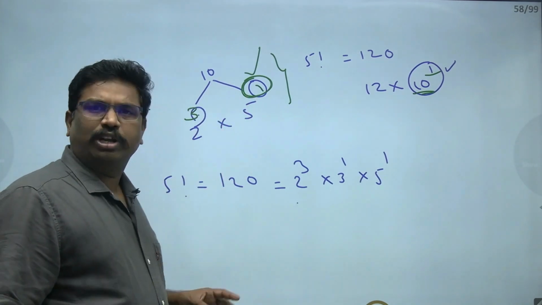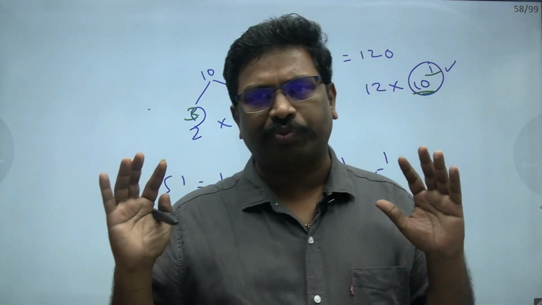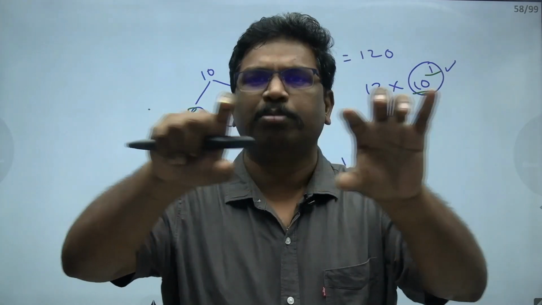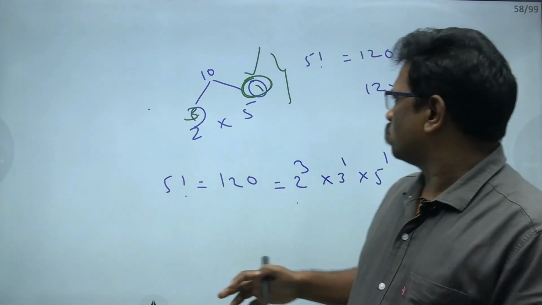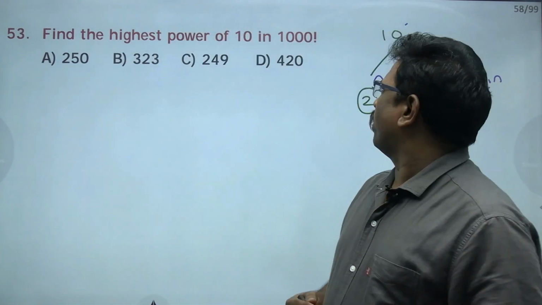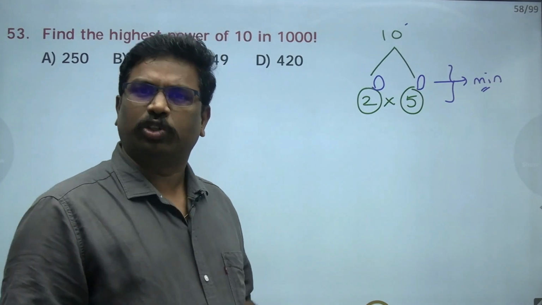Now onwards, whenever they ask the question, what is the highest power of 10, అన్నప్పుడు ఏం చేస్తారు? హైయెస్ట్ పవర్ ఆఫ్ 2 చేయాలి, హైయెస్ట్ పవర్ ఆఫ్ 5 చేయాలి, మినిమం తీసుకోవాలి. దట్స్ ఆల్, రైట్? So based on this, my question to you: find the highest power of 10 in 1000 factorial.